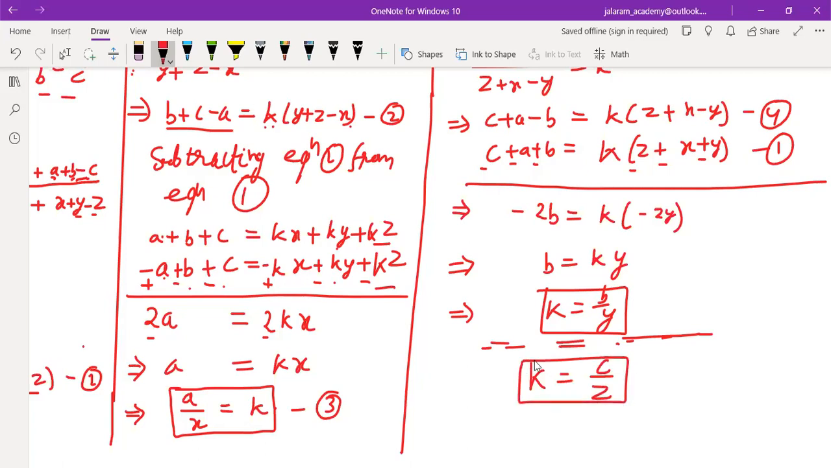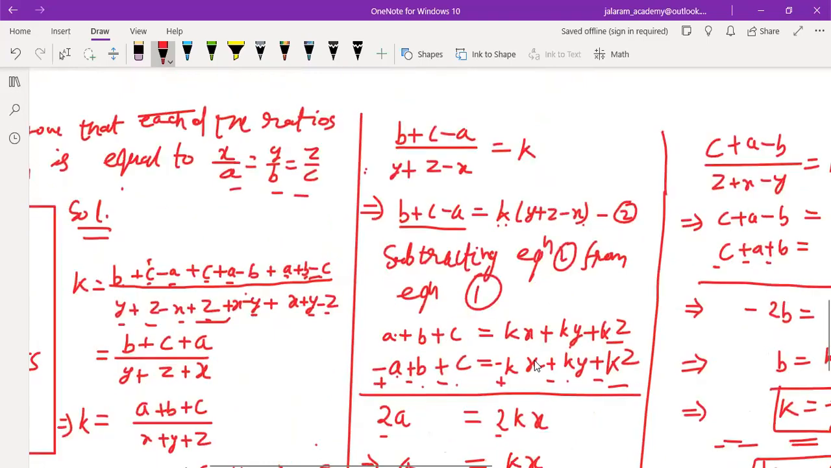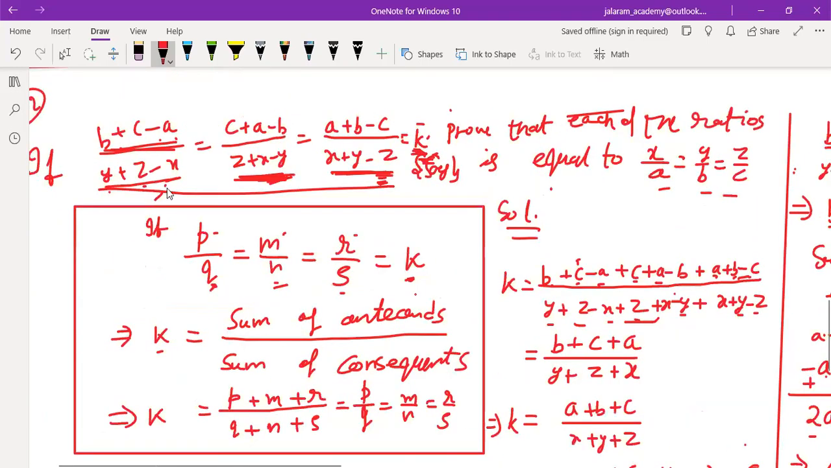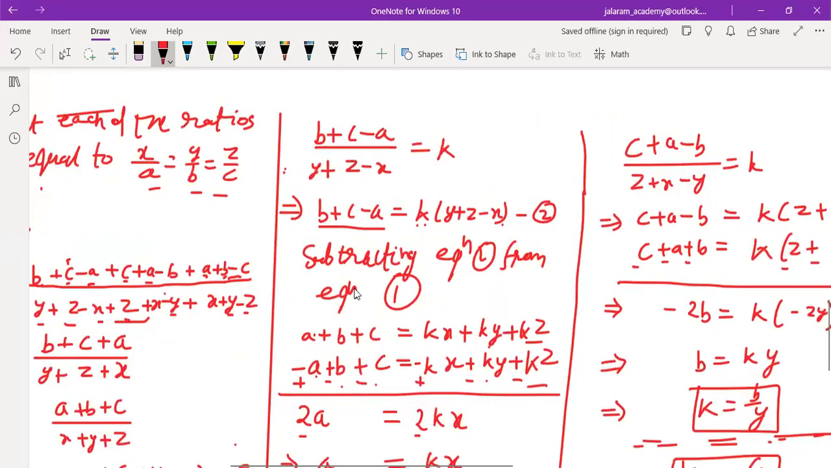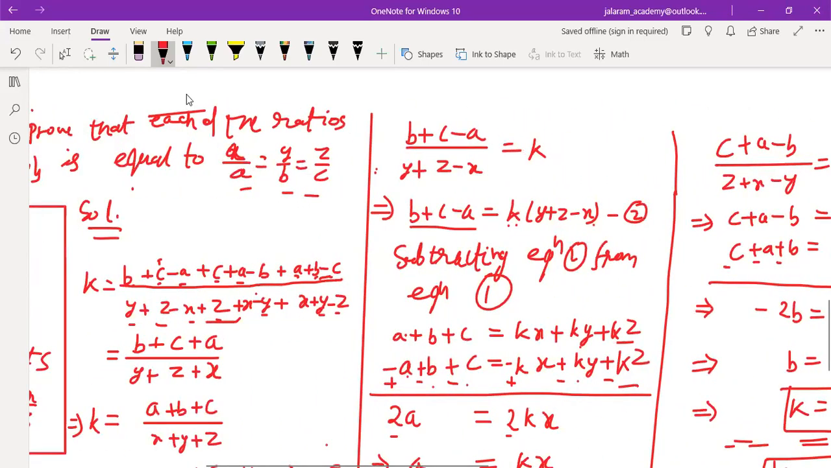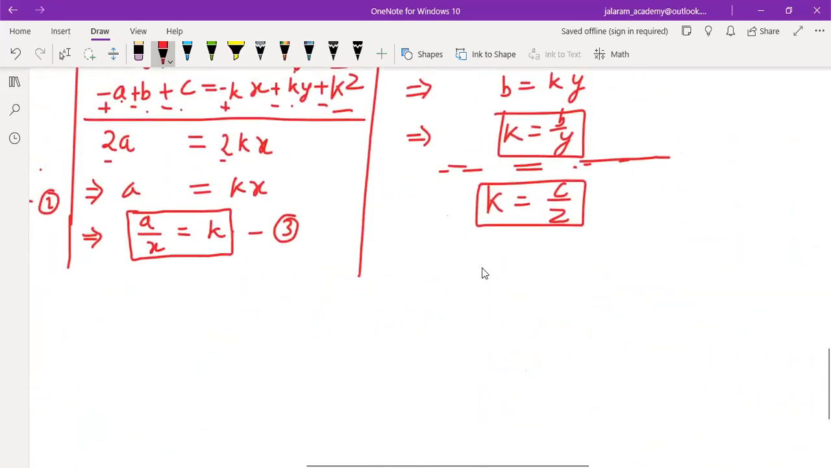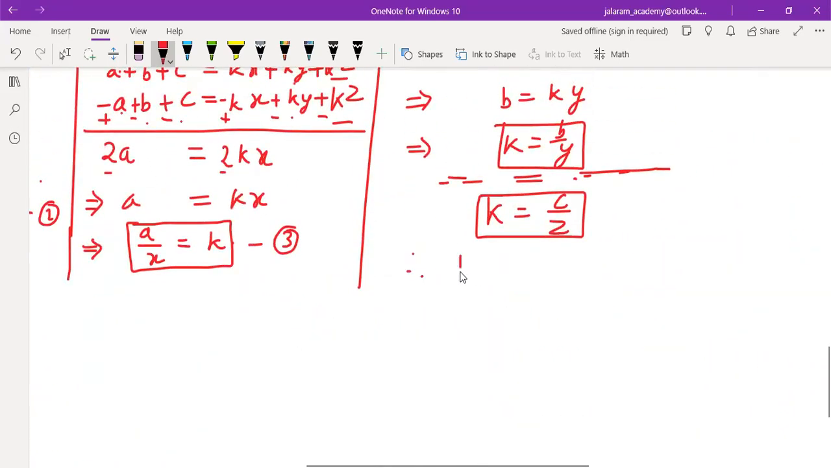And initially we assumed that this k equals b plus c minus a over y plus z minus x equals c plus a minus b over z plus x minus y equals a plus b minus c over x plus y minus z. And it is equal to finally a by x equals b by y equals c by z. Hence proof.